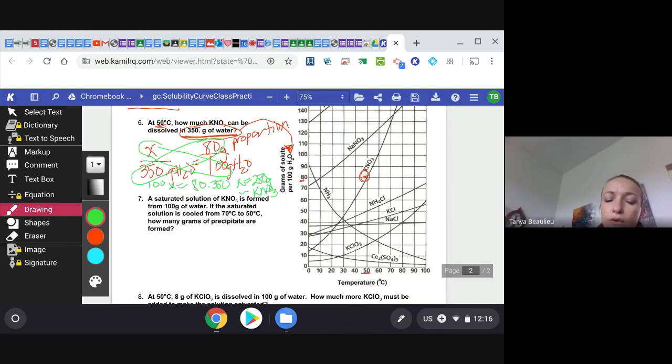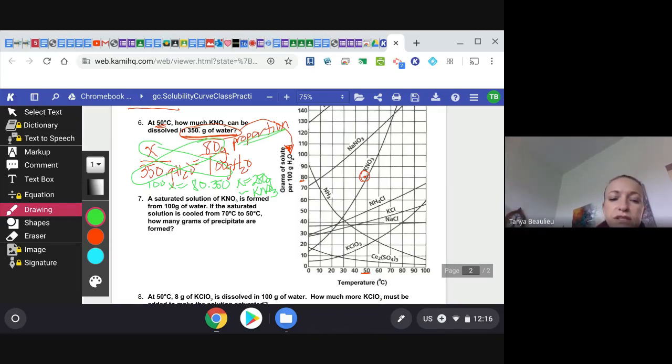Make sure, though, that you're labeling your substance and your unit and the amount. And I will say there's no sig figs with this answer or these types of problems because you're reading off a graph. I never grade sig figs with the solubility curve type problems. All right, so that was one type of problem. We had a proportion, and it was a proportion because we had a different amount of water.